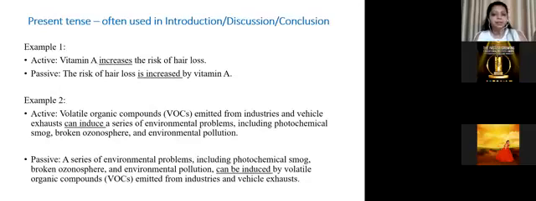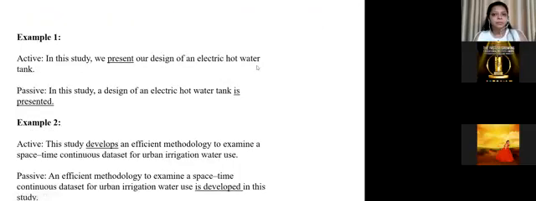Yes, let's see. Let's look at this one. Another example. Active: In this study we present our design of an electric hot water tank. Present tense. And then let's look at the passive form: In this study, a design of an electric hot water tank is presented.